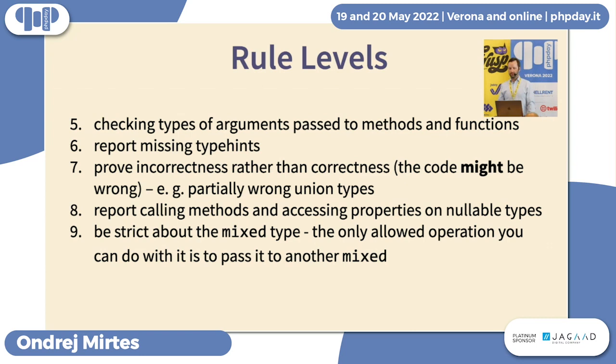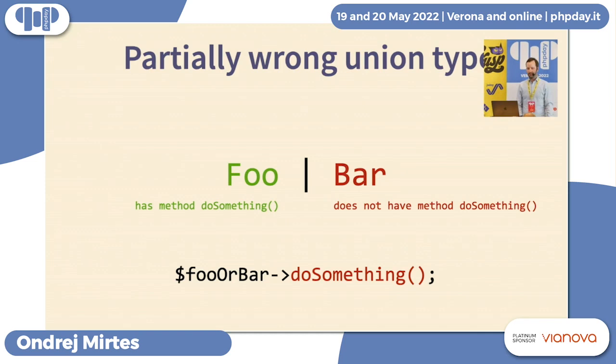And the big break point is between levels 6 and 7. Because level 7 is more about proving incorrectness rather than correctness in your code, which means that the code might be wrong, but most likely isn't, or in some cases it isn't. So for example, partially wrong union types are reported on level 7. What's a partially wrong union type? Let's say that you have a variable that has either type foo or type bar, and you are calling a method doSomething. You want to do something with that object. And type foo has that method, and type bar doesn't have that method. So this is reported on level 7 because the code might be correct.